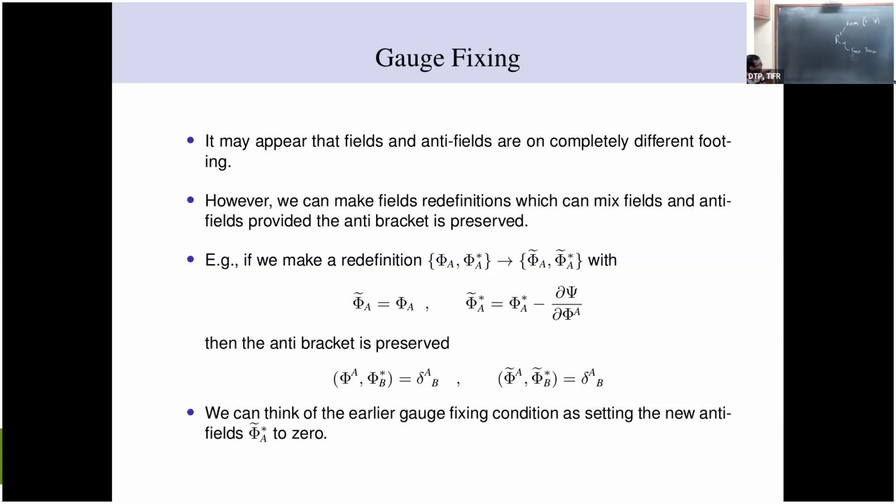And then we can think of this gauge fixing condition as setting the new anti-field phi tilde star A to 0, but in such a way that there's no infinite family of gauge transformations left. Yeah, everything is gauge fixed.